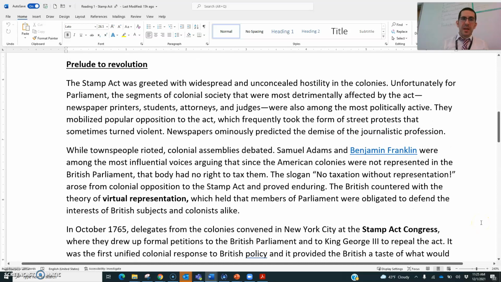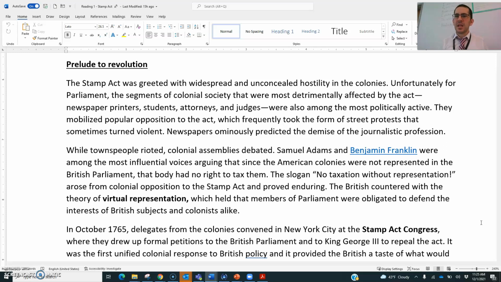Prelude to the Revolution. The Stamp Act was greeted with widespread and unconcealed hostility in the colonies. Unfortunately for Parliament, the segments of colonial society that were most detrimentally affected by the act, that would be newspaper printers, students, attorneys, and judges, were also among the most politically active. They mobilized popular opposition to the act, which frequently took the form of street protests that sometimes turned violent. Newspapers ominously predicted the demise of the journalistic profession.